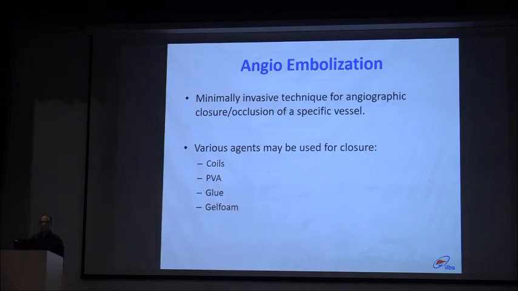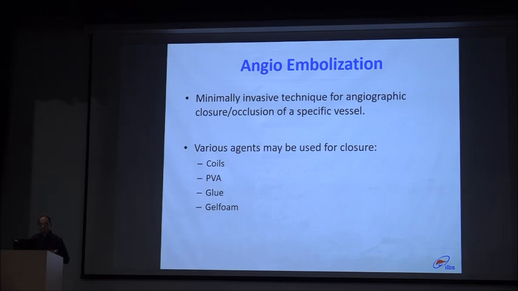Angio embolization is a minimally invasive or non-surgical technique where we selectively occlude or close the vessel endoluminally. As in surgery, we clip the vessel from outside; in an endovascular procedure, we occlude the vessel endoluminally from the inside of the artery.